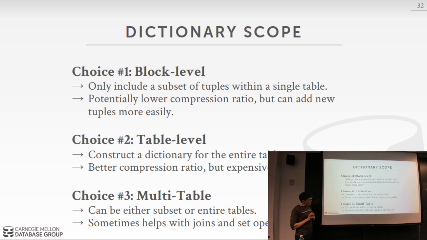The last choice is to do this across multiple tables. Some systems actually do something like this, right? This is useful when you want to do things like joins. If I have a foreign key between two tables, and I use a different dictionary encoding scheme for the same shared column on the two different tables, now when I want to do the join, I have to decompress one of them, then recompress it to put it back to the encoding from the other table, or decompress both of them and then do the join, which is the worst case.